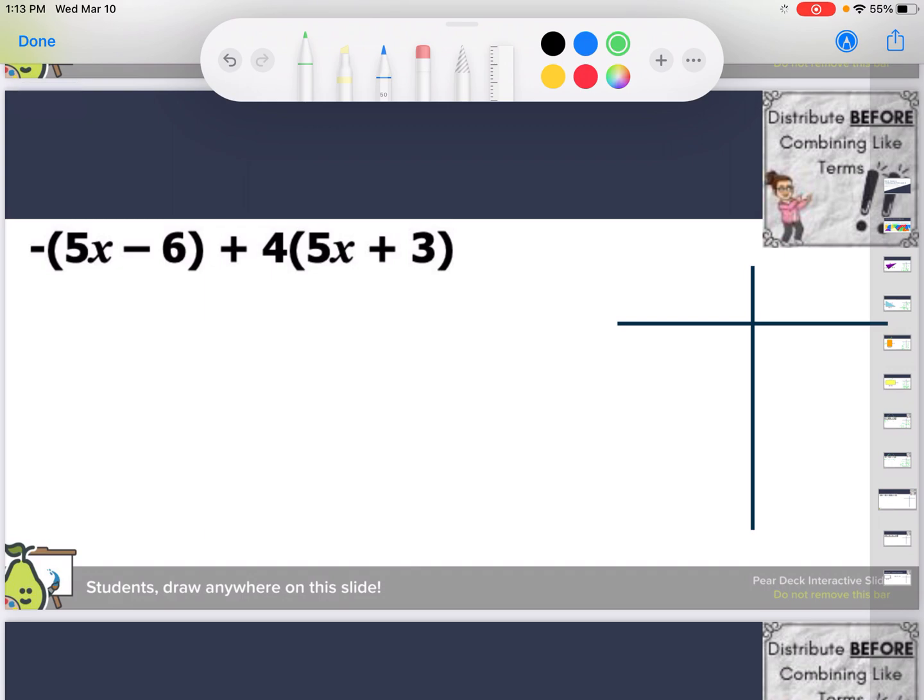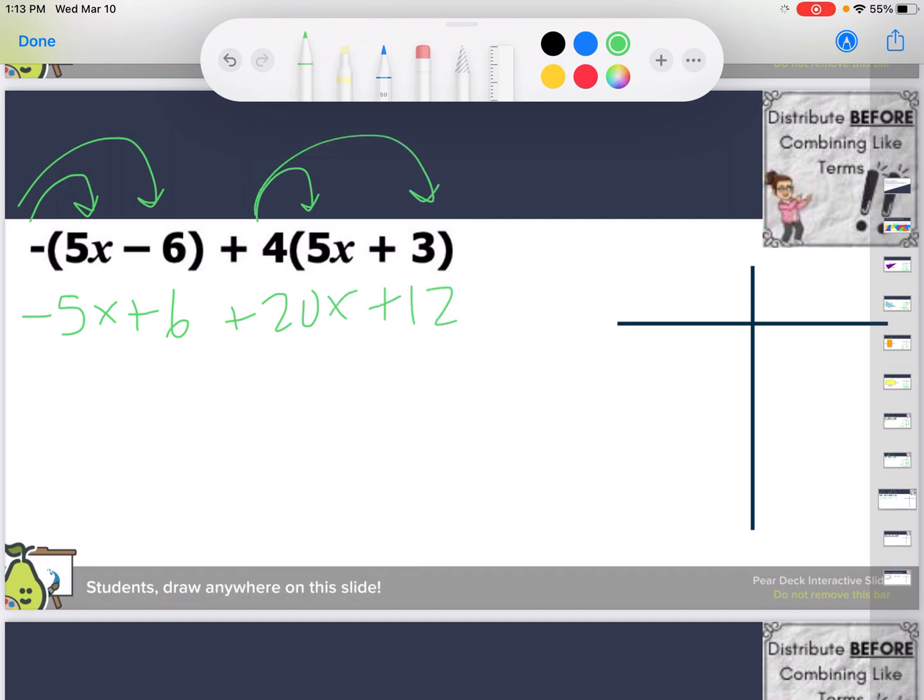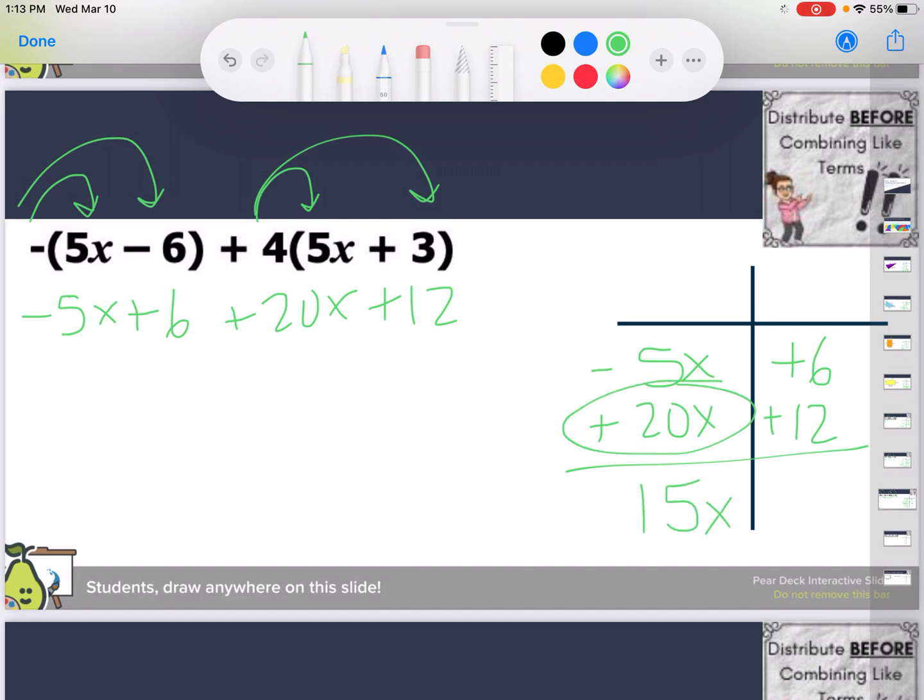So this one has two sets of distributive property. So I get negative 5x, and then a negative times a negative is going to be a positive 6. 4 times 5 is 20x, and 4 times 3 is 12. So then I'm going to put it in my table. So negative 5x plus 6 plus 20x plus 12. And then I'm going to add it up. So my signs are different. So I subtract and I get 15. It's going to be positive because the sign of the larger absolute value is positive. 6 plus 12 is 18, and it's going to be positive because both numbers are already positive. So my expression is 15x plus 18.